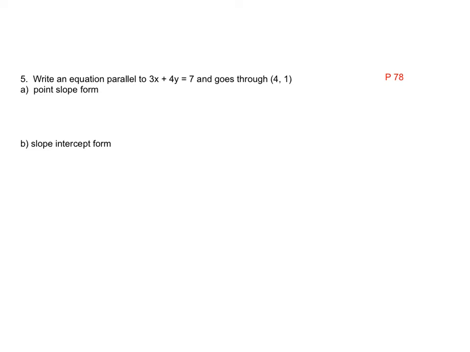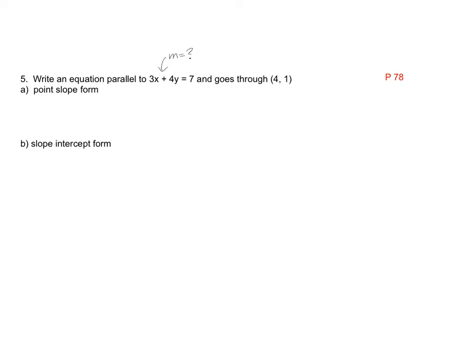Write an equation parallel to 3x plus 4y equals 7 and goes through 4, 1. And I want us to try to write it in point-slope form, and I also want us to write it in slope-intercept form. So to begin, ladies and gentlemen, notice that I don't know my slope. So I'm going to have to use my equation to find my slope because I'm not sure what it is. So let's talk about how to do that.